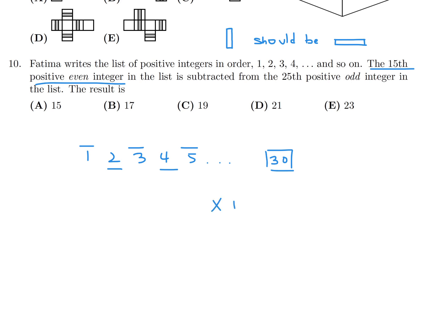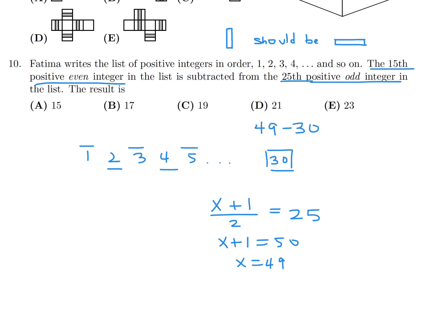So the positive odd integers would be, let's say it's x. If you add 1 and divide by 2, that would give you the number. So what is it? Is it the first, the second, the third? In our case, we want the 25th. So that would be x plus 1 is 50, so x is 49. So 49 is our 25th positive odd integer. So they want basically 49 subtract 30, and that, of course, is 19. So 19 is the answer, and that would be C.